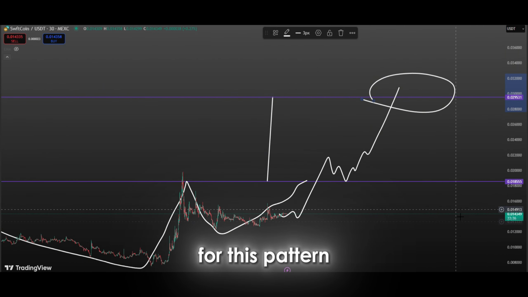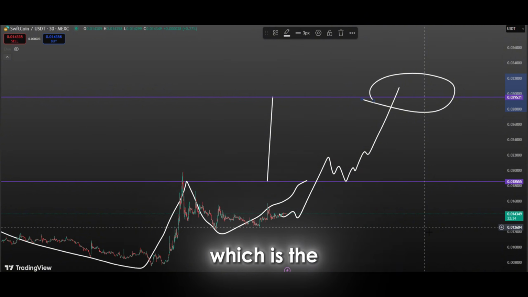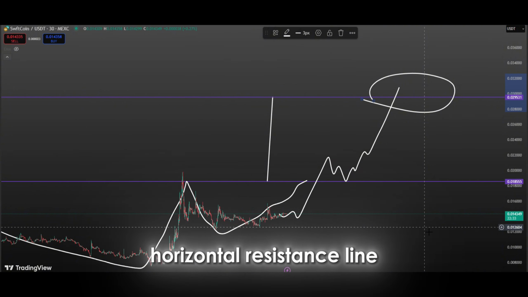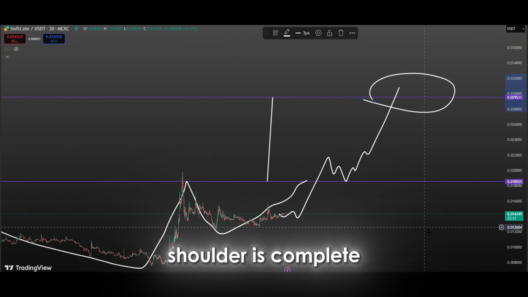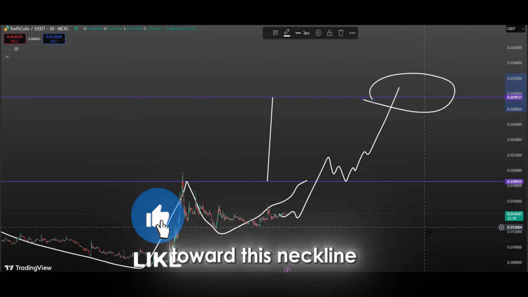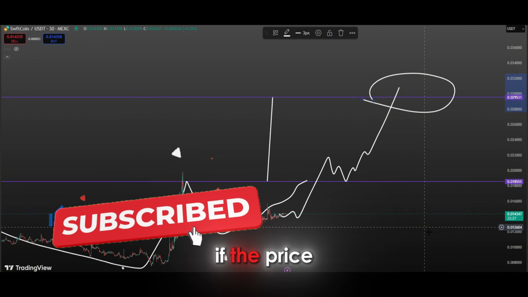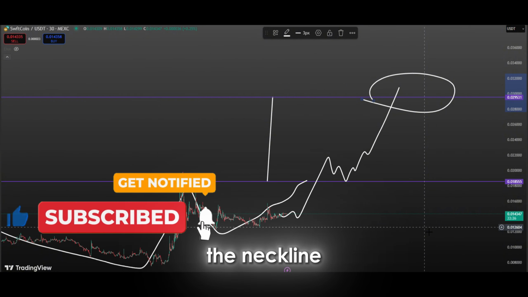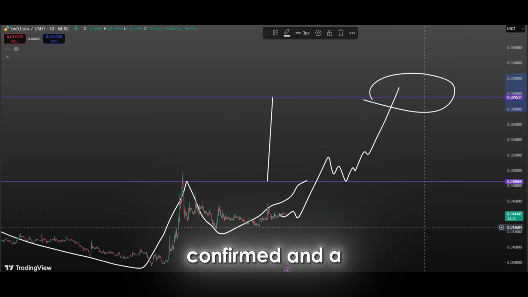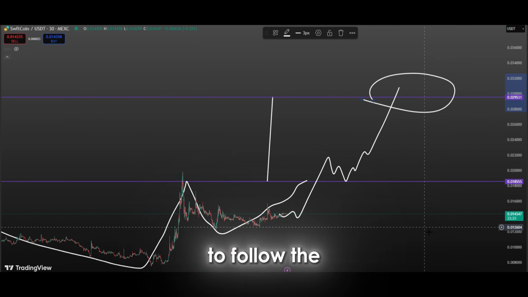The key area for this pattern to validate is the neckline, which is the horizontal resistance line. Once the right shoulder is complete, the price is expected to rise toward this neckline, where a serious battle will take place. If the price can make a strong close above the neckline, the pattern is confirmed, and a significant upward move is likely to follow.